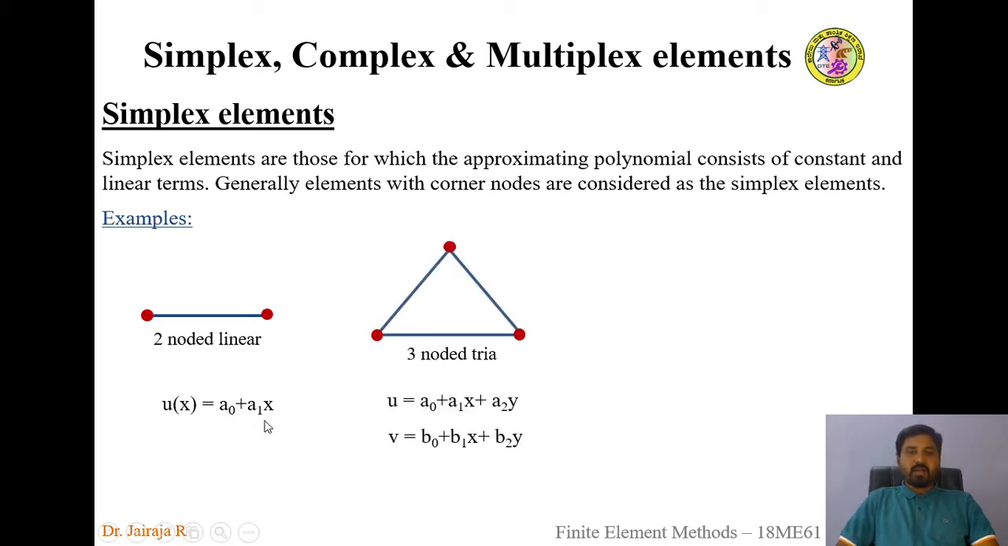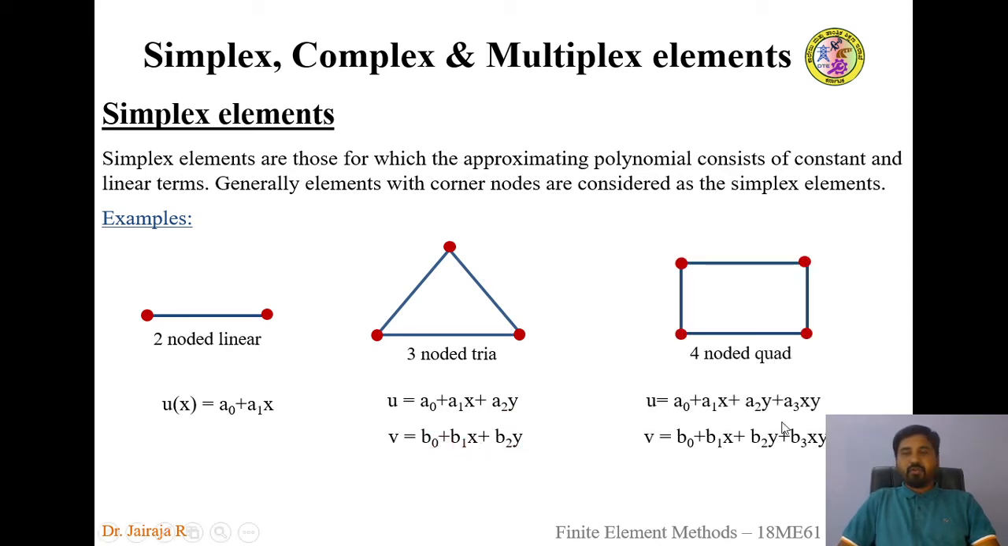Similarly for 2D problems, the three-noded triangle, or constant strain triangle, is the example. Here this triangle consists of three corner nodes, so it can be represented by a linear polynomial. Since it is a 2D problem, each node has 2 degrees of freedom: it can move along the x direction and along the y direction. So the linear polynomial can be represented like this: u is equal to a naught plus a1x plus a2y, v is equal to b naught plus b1x plus b2y.